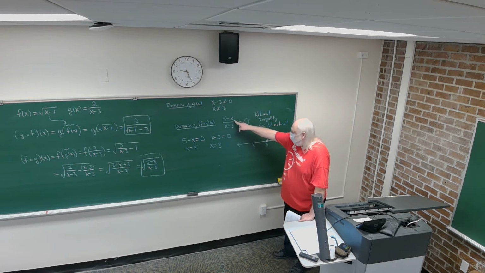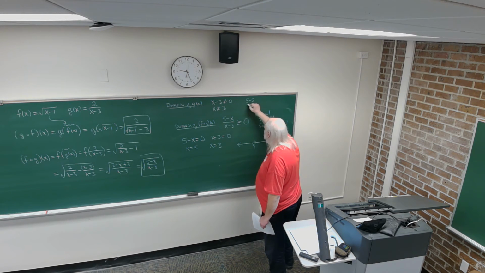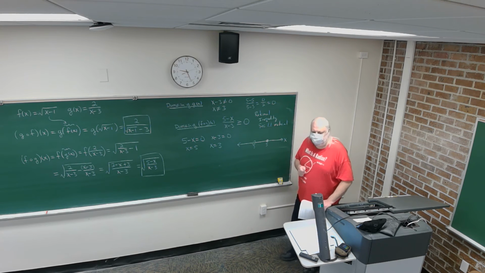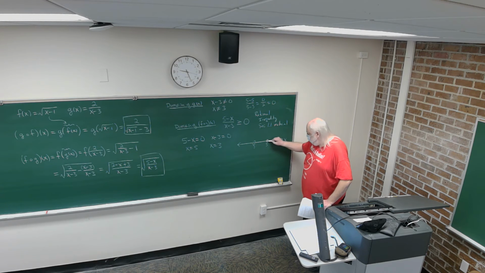Because when you put in 5 for x here, you get 5 minus 5 over 5 minus 3, which is 0 over 2, which is equal to 0. And the inequality symbol is greater than or equal to 0. So 5 makes the left-hand side equal to 0. So it's in the domain. And now you have to do the test point method for those 3 intervals.